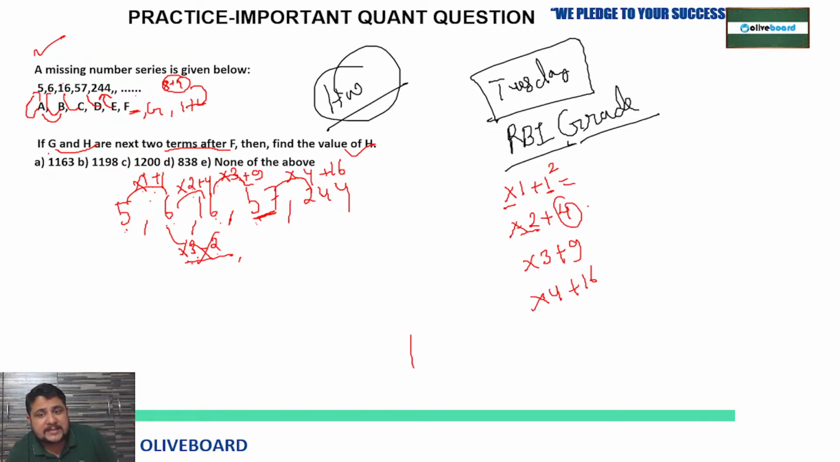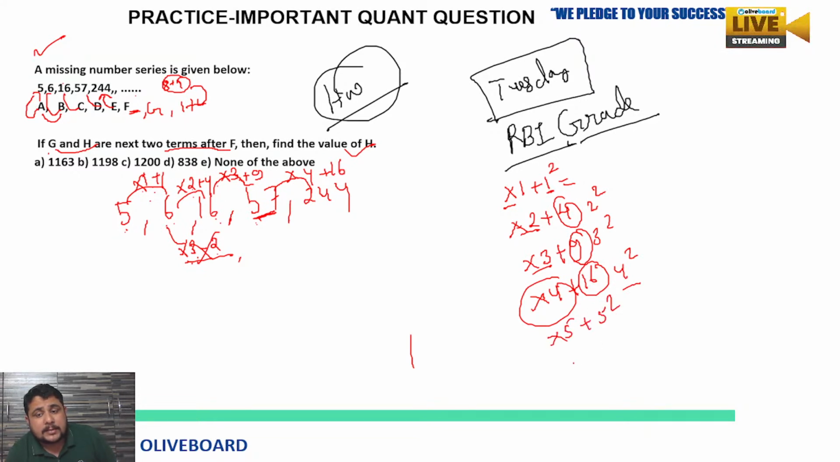Multiply 2 plus 2 square, multiply 3 plus 3 square, multiply 4 plus 4 square. Clear? So the further step is going to be what? Multiply 5 plus 5 square. Then next multiply 6 plus 6 square, multiply 7 plus 7 square. So this you need to follow, and you have to get the value of h. So h you will get what?